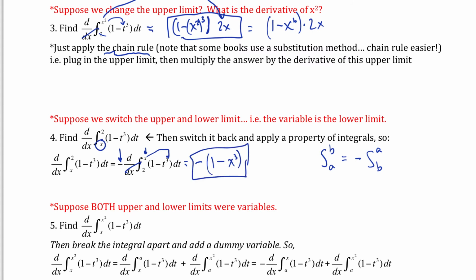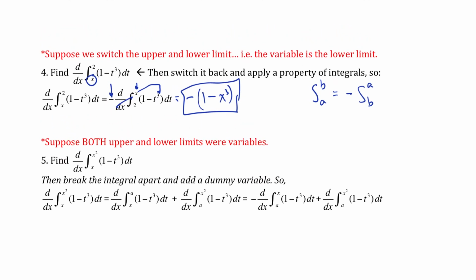Okay, now one more. What if both upper and lower limits were variables? What do I do now? Okay, so take a look. And here I'm going to just break this apart with the integration rules I learned. The derivative with respect to x of the integral from x to x squared of 1 minus t cubed. Look, I'm going to just say x to a. Then I'm going to say a to the x squared. So this is, I just picked some arbitrary point in between. I'm going to take the integral to that arbitrary point, then from that arbitrary point to the other one.